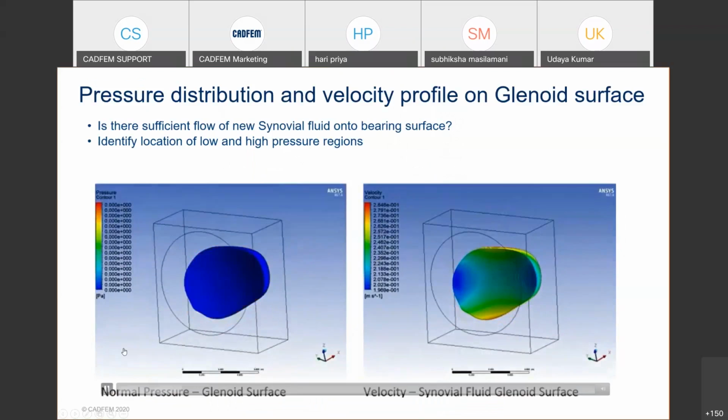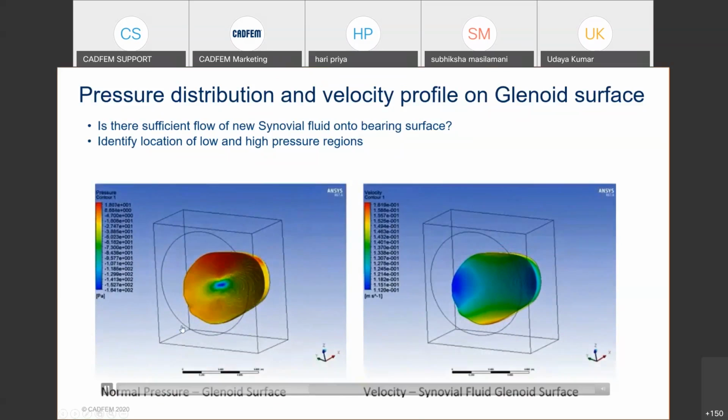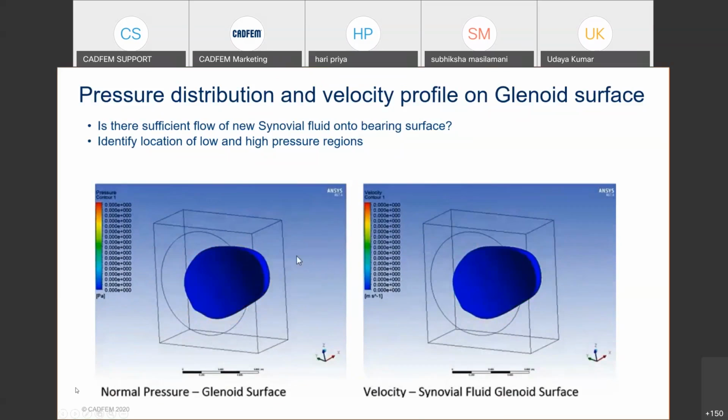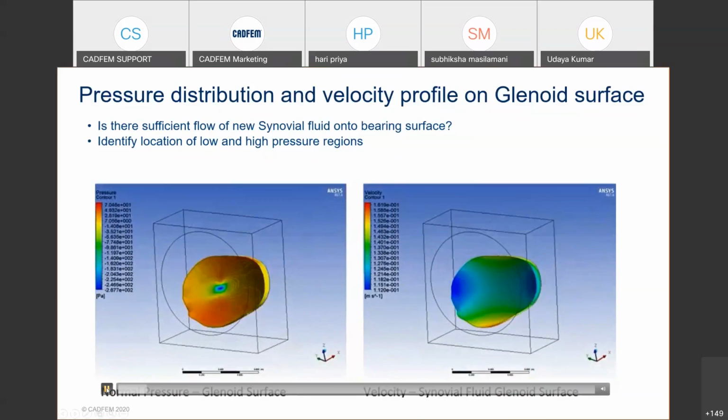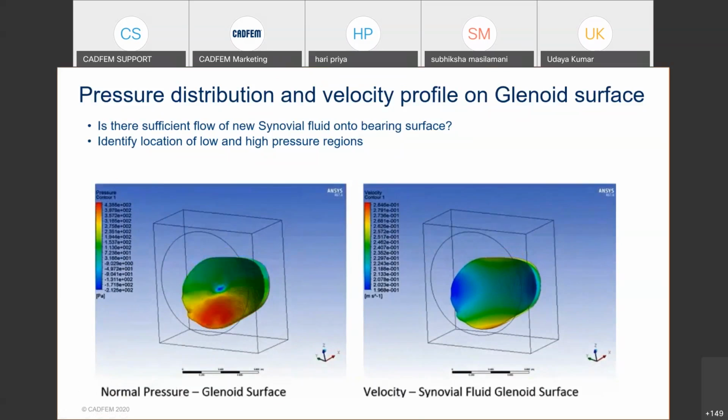So here, the kind of results we can see are the pressure distribution and the velocity profile over the surface of the glenoid. From this, we can interpret how well it is lubricated, and the fluid dynamics of the synovial fluid.